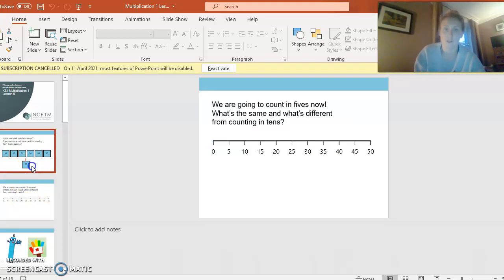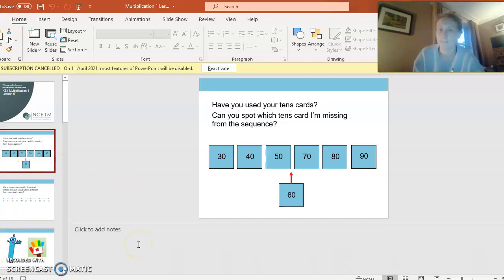Let's have a look here first, but before we do that, I'd like us to count in tens first, just to have a bit of a practice. So you can see here, I haven't started from 0, I haven't started from 10, and I haven't started from 20, have I? It starts from 30, 40, 50, 70, 80, 90.